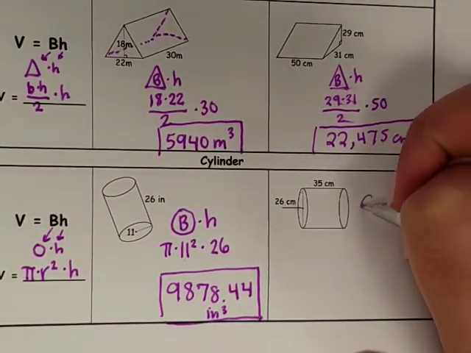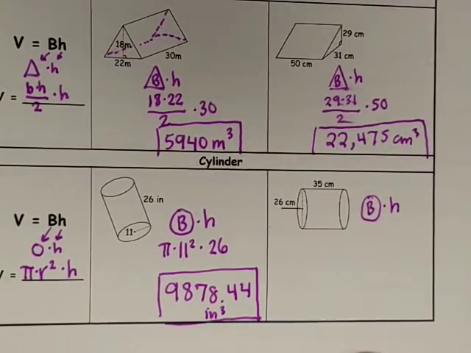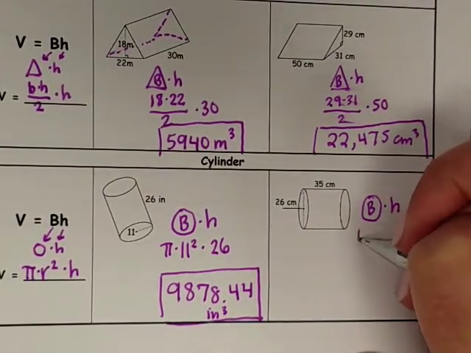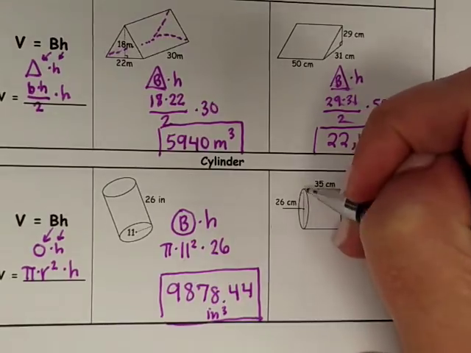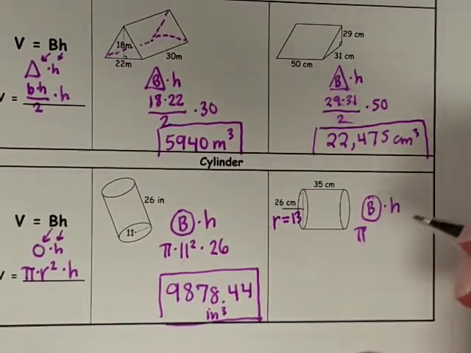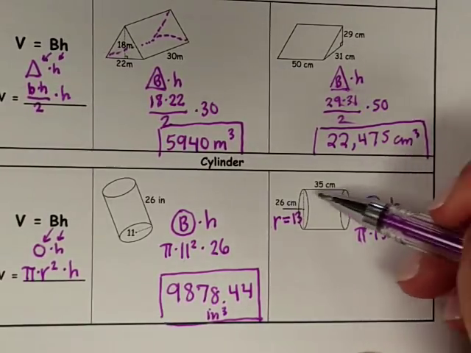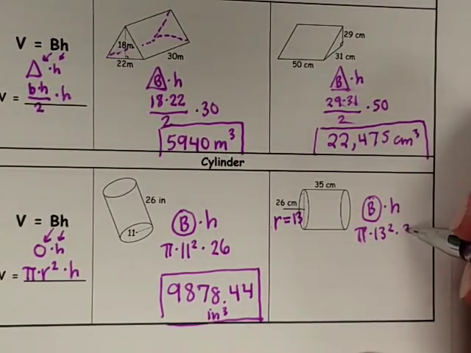So we know that our formula is the area of the circle times the height of the cylinder. Area of a circle is pi times radius squared. Well, that's diameter. So my radius is 13. So I'm going to use 13 squared times the height of my cylinder, which is 35.